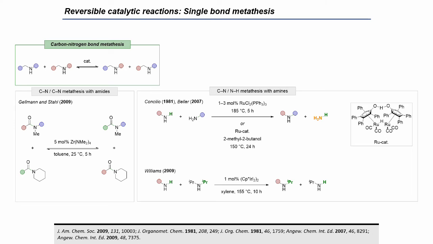A limitation of the work by the group of Bella was the requirement for one of the amines to be unable to undergo dehydrogenation. For example, an aniline or tertiary alkyl amine needed to be employed. This minimizes the possibility of side reactions occurring, but narrows the scope of the method. However, the group of Williams found that using an iridium-based catalyst, aliphatic amines could be selectively alkylated with diisopropylamine to afford N-alkyl and isopropyl amines.